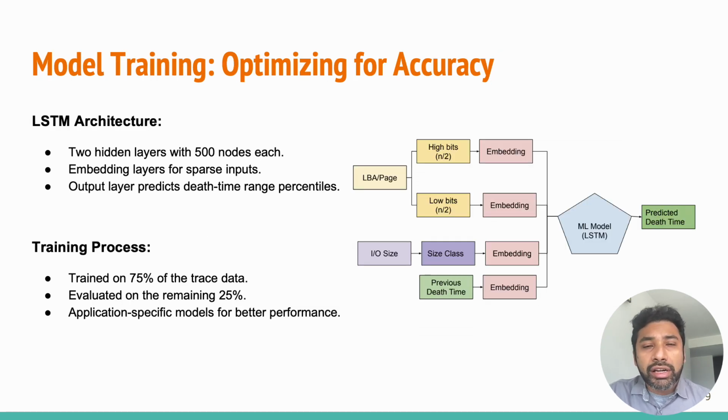MemFlex's LSTM model consists of two hidden layers with 500 neurons each, with an embedding layer for sparse inputs and an output layer which predicts the dead time in terms of percentile. So the output is a class between 0 and 100. The model is trained on 75% of the trace data and evaluated on the remaining 25%. Application-specific models are trained to further enhance the accuracy and tailor the system to specific workloads.